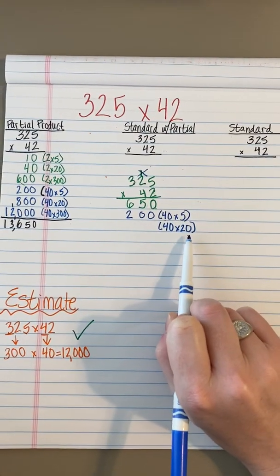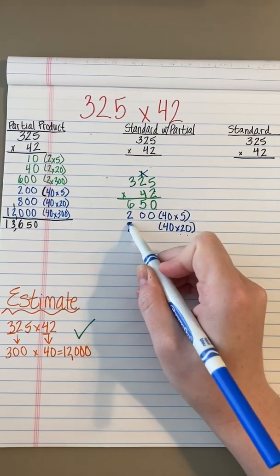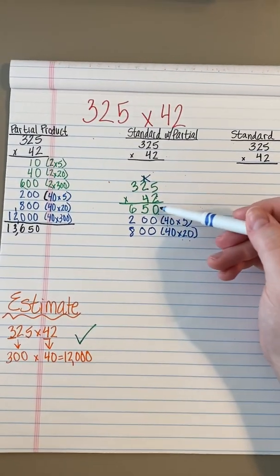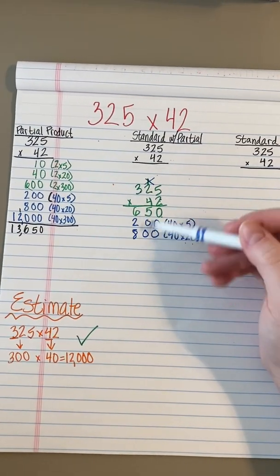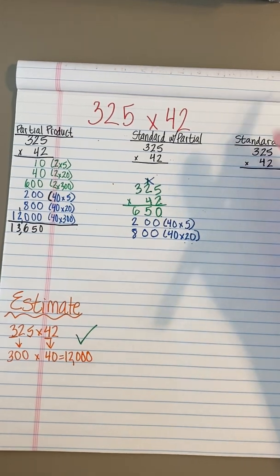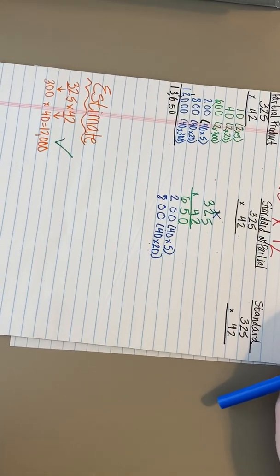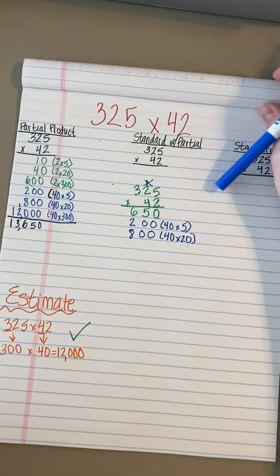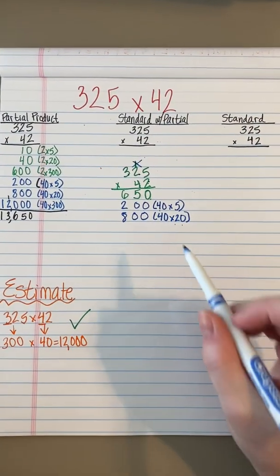Tens times tens is hundreds. 4 times 2 is 8, so we will have 8 hundreds. And it's important that we are lining up all of our place values. So if you need to draw lines here or use grid paper, or even instead of having your paper the right way, turn it sideways, that would be another way to keep all of your work neat and organized so your place values line up.